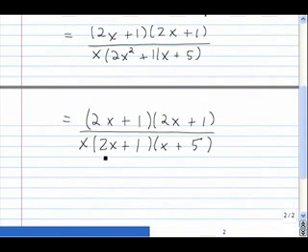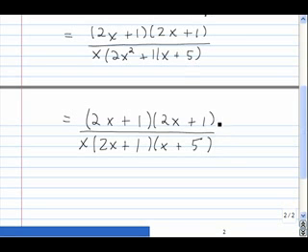If we FOIL this out in our head, we find we have 2x times x, that gives us our 2x squared, plus 10x, plus x, that gives us the 11x that we need, and finally plus 1 times 5 gives us the plus 5 we need. Okay, so 2x plus 1 times x plus 5 is the correct factorization of 2x squared plus 11x plus 5. Now that the top and the bottom are completely factored, we're ready to cancel the common factors.